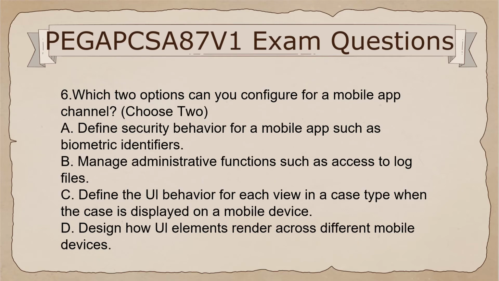6. Which two options can you configure for a mobile app channel? Choose 2. A. Define security behavior for a mobile app such as biometric identifiers. B. Manage administrative functions such as access to log files. C. Define the UI behavior for each view in a case type when the case is displayed on a mobile device. D. Design how UI elements render across different mobile devices.